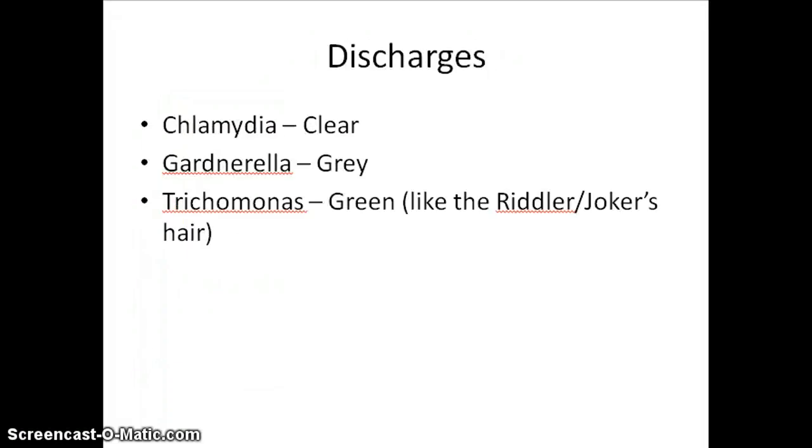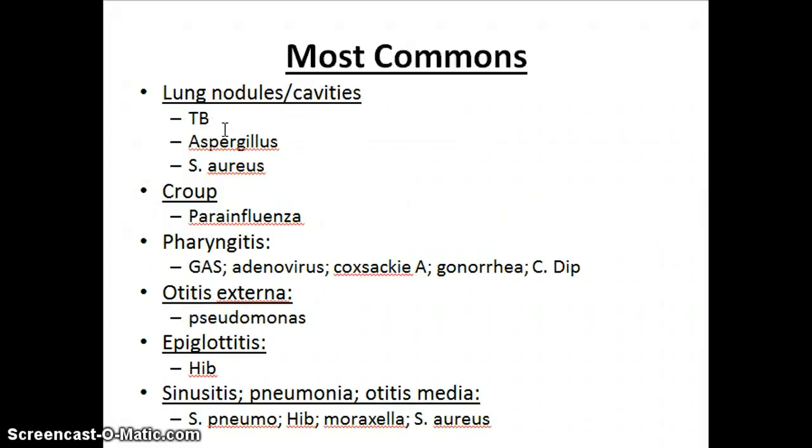Discharges. All right. We see clear, chlamydia. We see gray, Gardnerella. Now, keep in mind, there is some variance, okay? So it could be kind of a grayish green or something of that nature. But now, green is where it gets tricky, though, okay? Green is tricky. Why? Because the Joker's hair is green, and so is the Riddler, okay? Tricky. It's green.